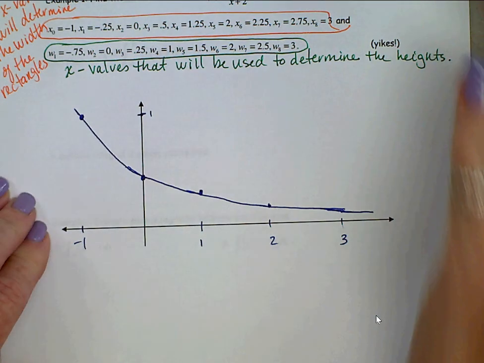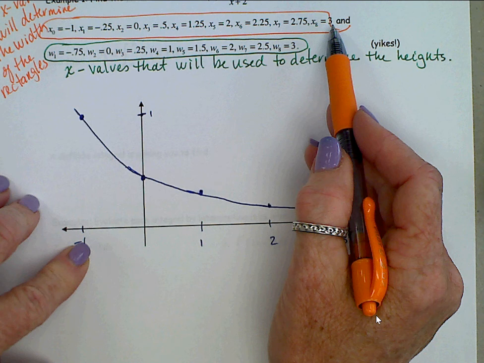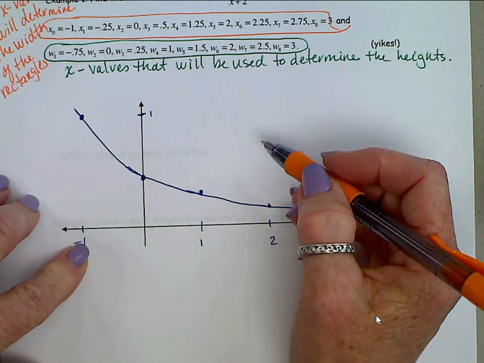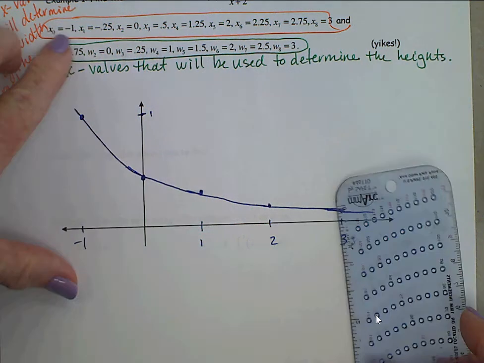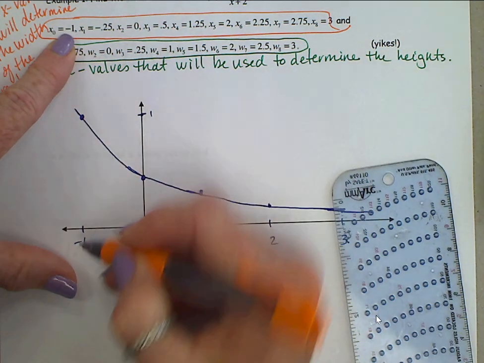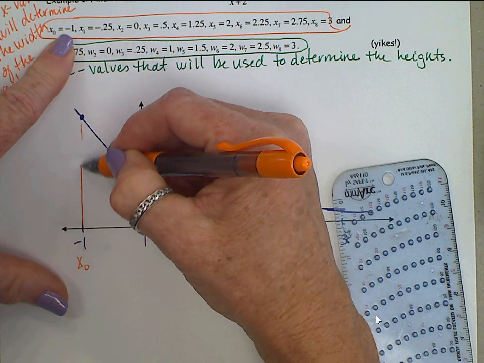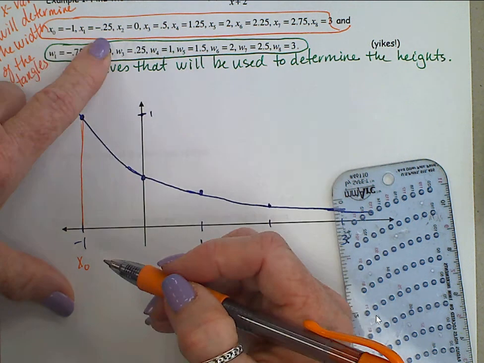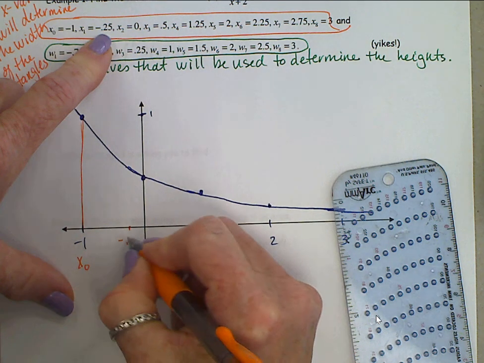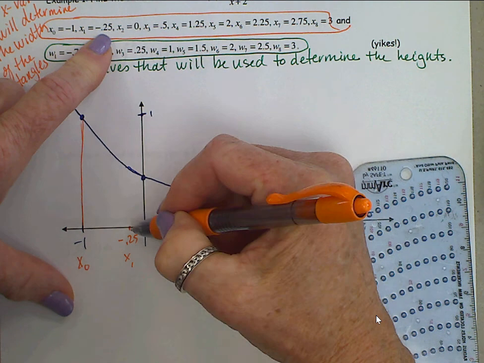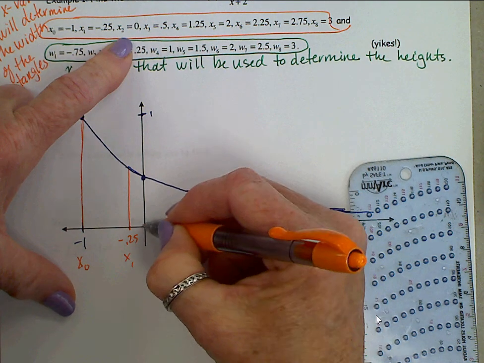All right, now use these x values to figure out where those rectangles are going to begin and end. So x sub 0 is at -1. That's where we're going to start. x sub 1 is at negative 0.25, so right about there. x sub 2 is at 0.